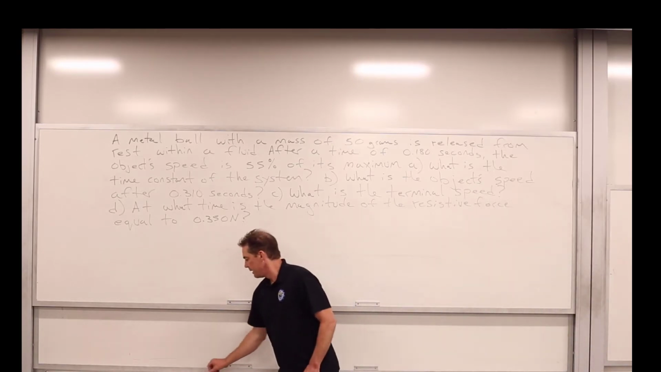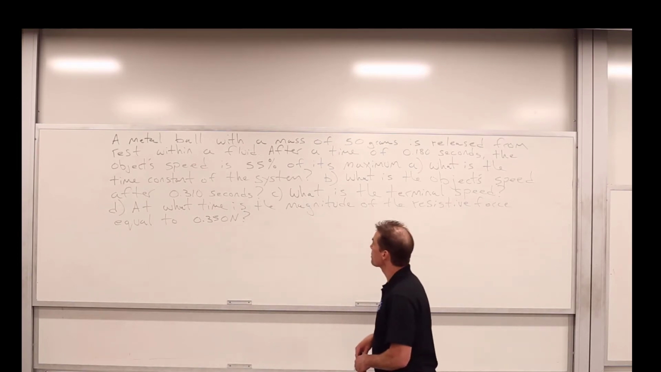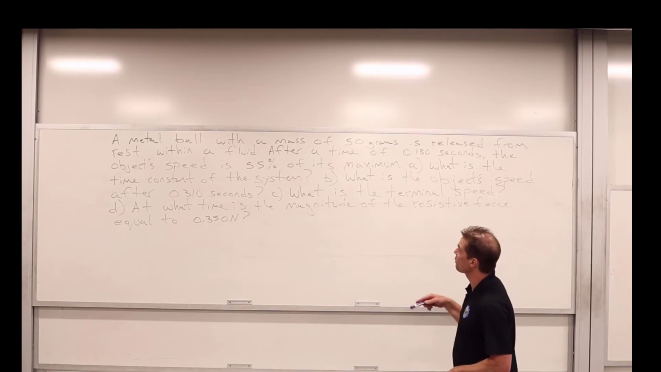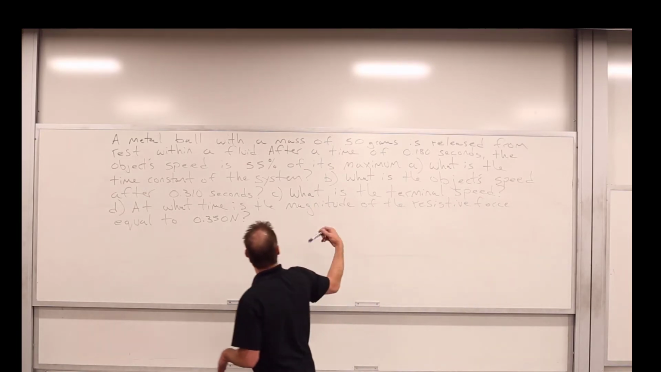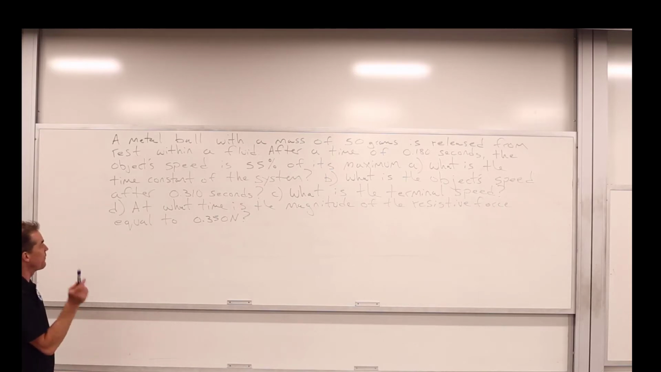All right. We're going to do a little problem involving the velocity-dependent force. Got a metal ball with a mass of 50 grams released from rest within a fluid. After a time of 0.180 seconds, the object speed is 55% of its maximum. We want to know what is the time constant of the system.